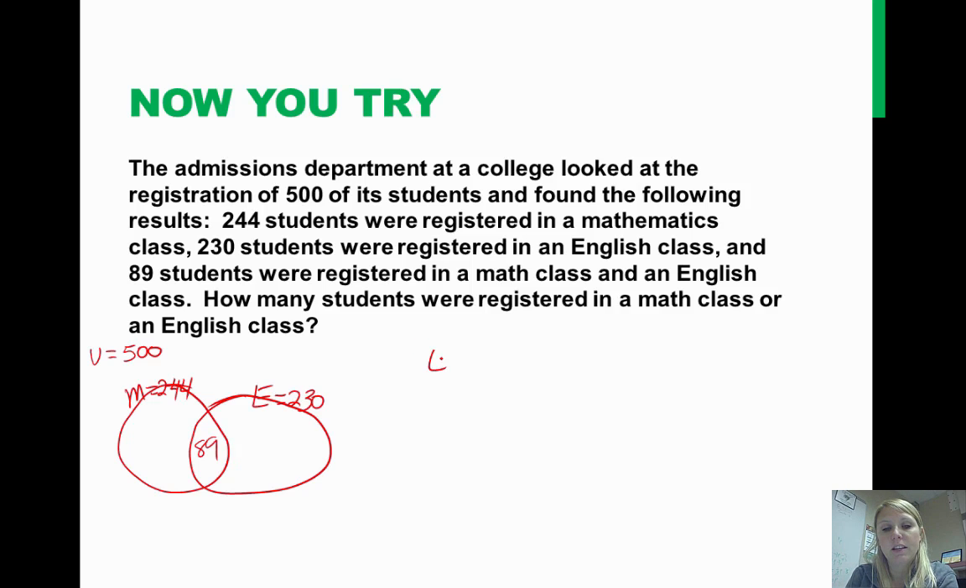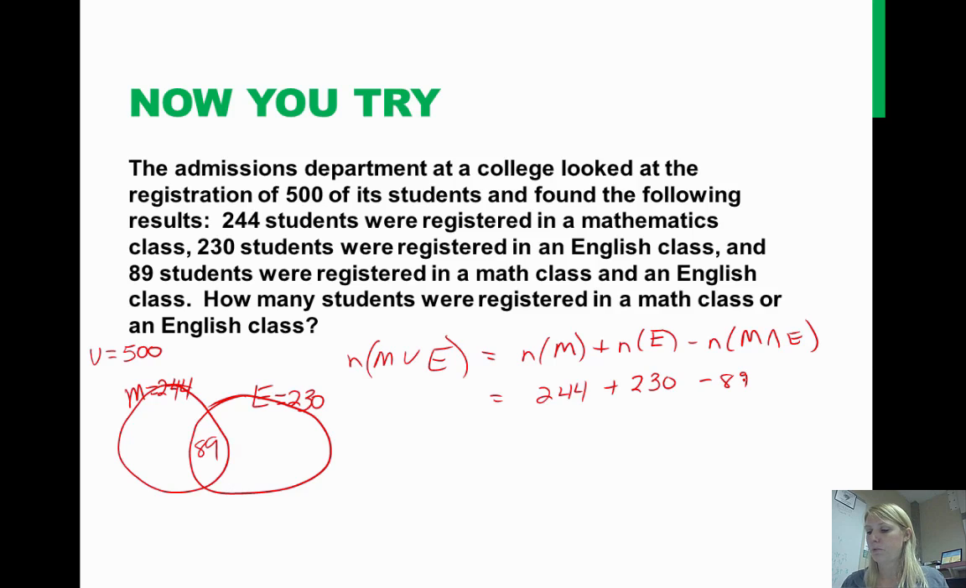We need to find E union M, okay? The number of elements in M plus the number of elements in E minus the number of elements in M intersect E. We have 244 plus 230 minus 89. If you put that into a calculator, you're going to have 385. So 385 students were registered in math or in English class.